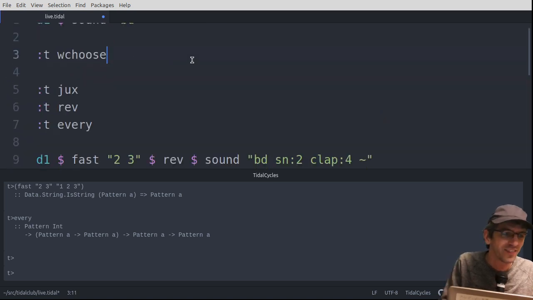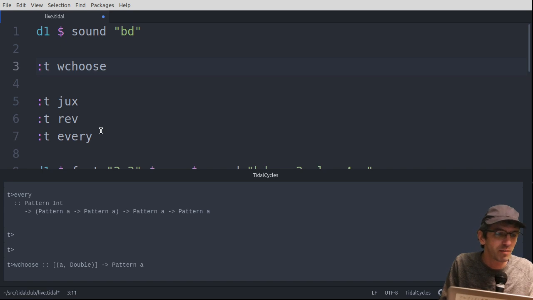So sorry about that. W-choose, this is a bit different. It has a kind of data structure as input. It still returns a pattern, but it wants a list, which is what the square brackets are, of something called tuples, which is a bit like lists, with values, which is what you end up inside the pattern, and doubles, which is the floating point number that represents how likely something is going to happen. Can't really say too much more than that, I suppose.